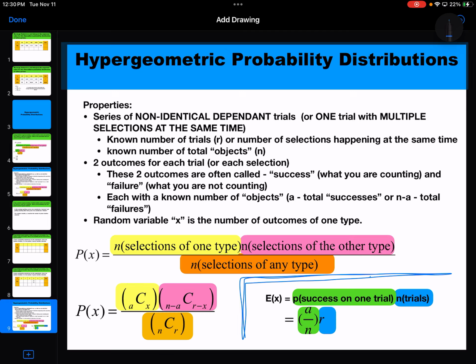So I would expect, if I were just picking one marble out, 50% of the time I would expect to get a green marble. Okay, but then I'm not picking one marble out, I'm picking 5 marbles, so the number of trials would have been 5. If you're obeying all the A and N and X variables, this second version of that formula would be that. The A over N is the number of successes out of the total number of elements. So that would have been 8 over 16. That's what gives us our 50% probability of success on one pull. R, number of trials or number of things you're pulling out of the bag.